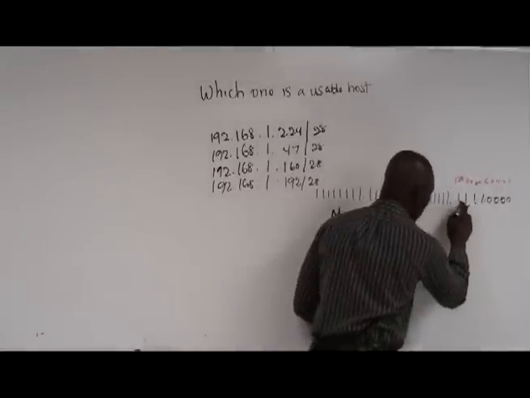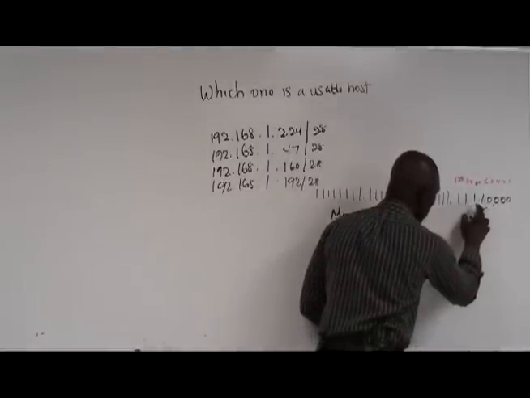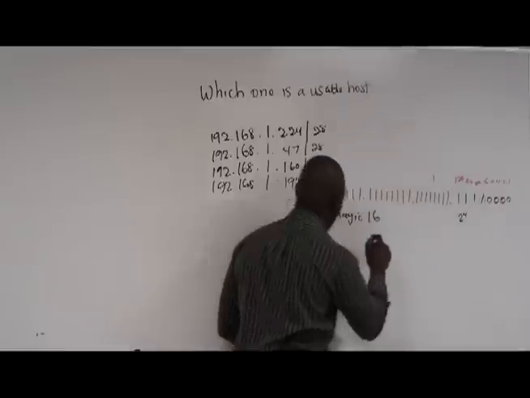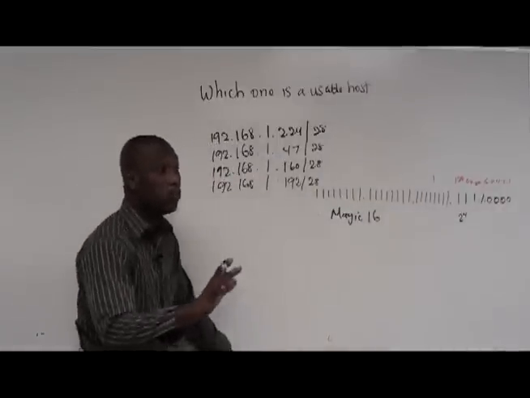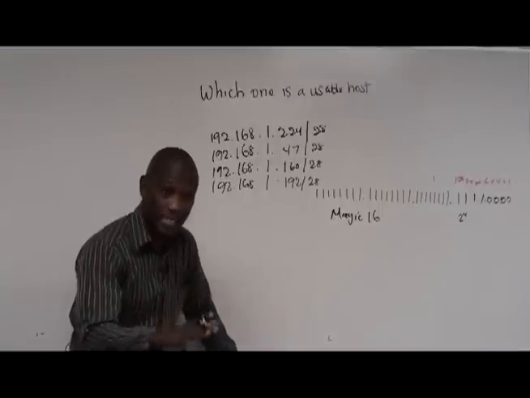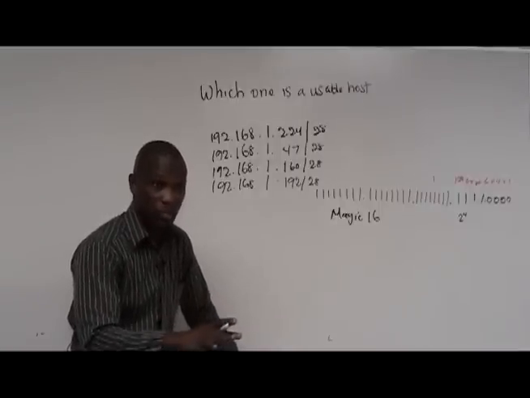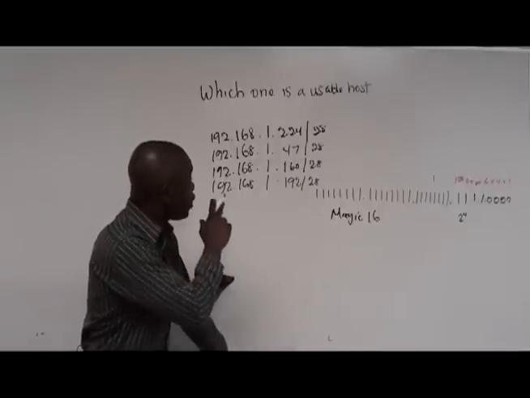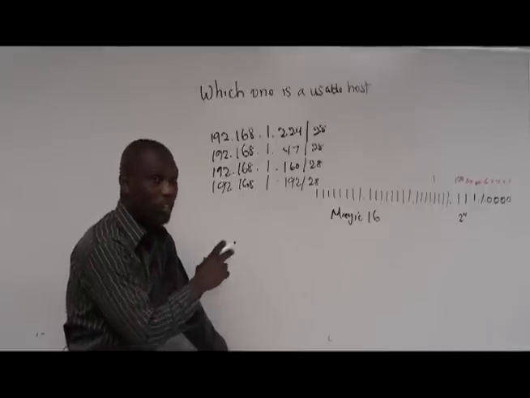We know the magic number is 16. So how many bits do we borrow? 1, 2, 3, 4. So 2 to the 4 is 16. So we know the number of networks that we're supposed to get is 16 networks in this case, that are 16 hosts each. So we have to find out which one of these numbers is a usable host. So let's move up now.